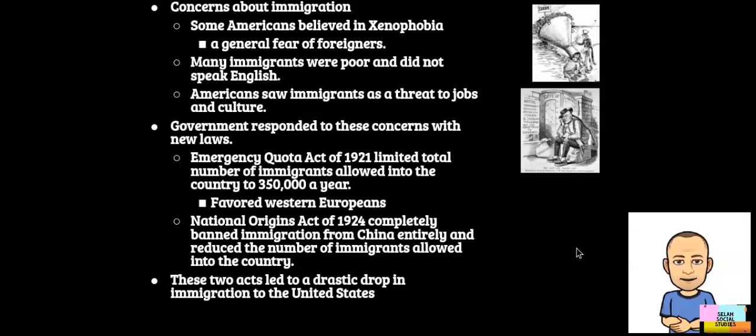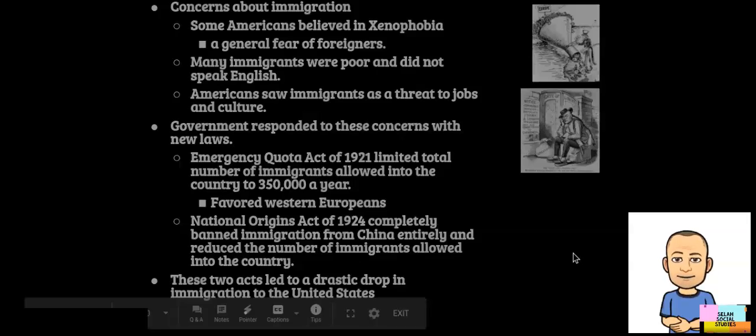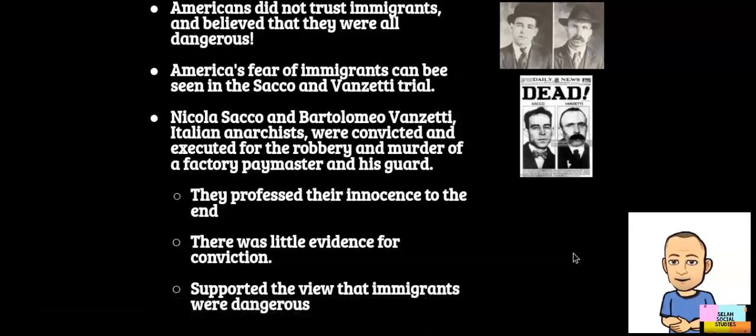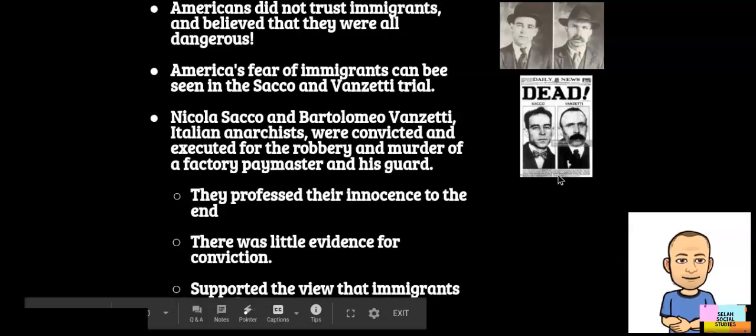So the combination of these two acts led to a drastic drop in immigration to the United States, and Americans were basically becoming fearful of these immigrants, and it began to show. How does it begin to show? Well, all these post-war tensions and xenophobia compiled into one famous court case in the 1920s, the case of Sacco and Vanzetti. Sacco and Vanzetti were Italian immigrants and anarchists, or people who are anti-government or favoring no government at all.